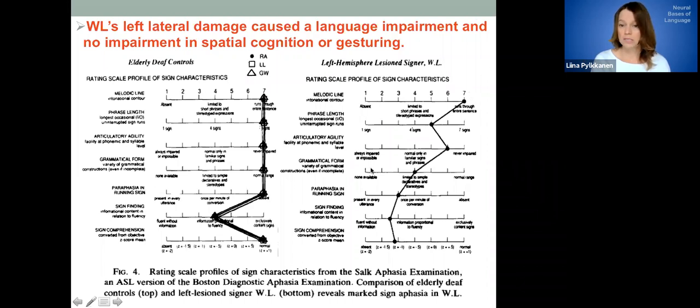WL's performance is clearly not normal. So he has lots of deviations from the typical pattern.